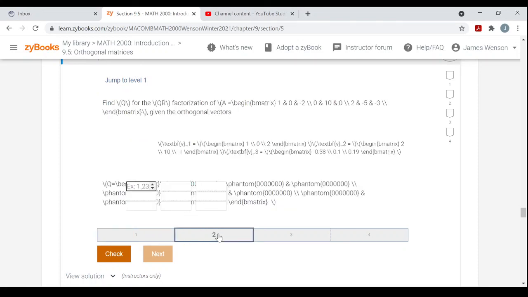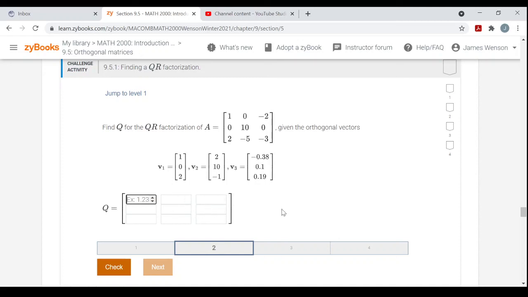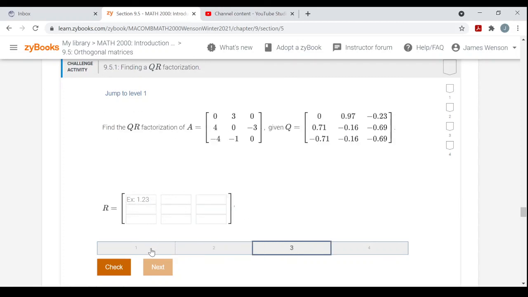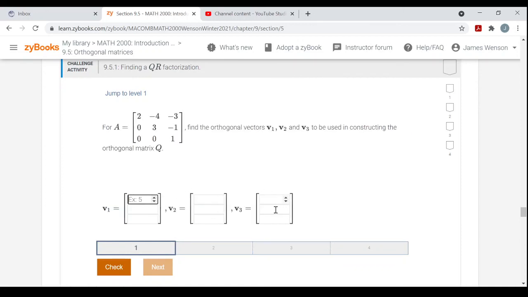Let's see what the next level looks like. Yeah, so this is again find Q. Now the nice thing is they gave you the orthogonal vectors. You just have to normalize them, right? Because these aren't unit vectors, right? And in an orthogonal matrix, all the vectors are unit vectors. All the columns are unit vectors. So I think in level 1, actually, you just have to find the orthogonal vectors that you would get before you normalize, right? So get the vectors from the Gram-Schmidt process that you get before you normalize.